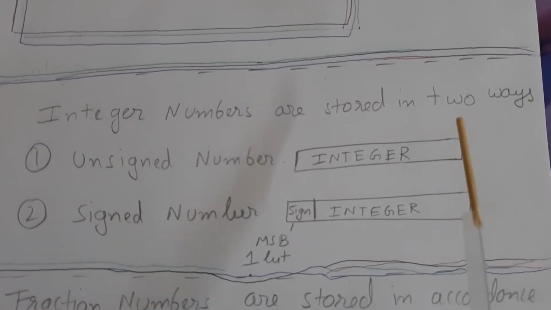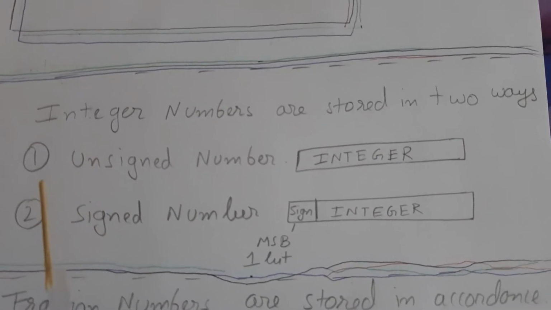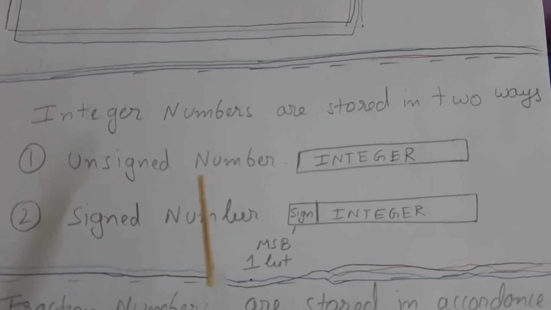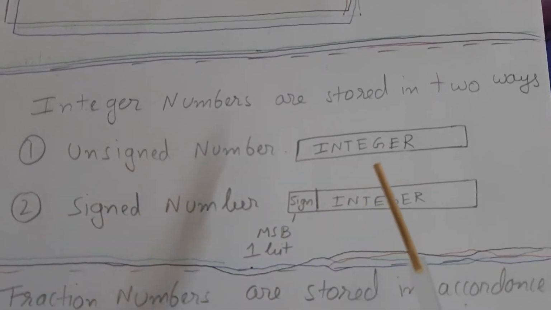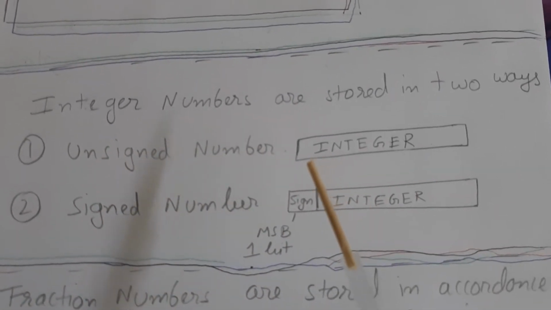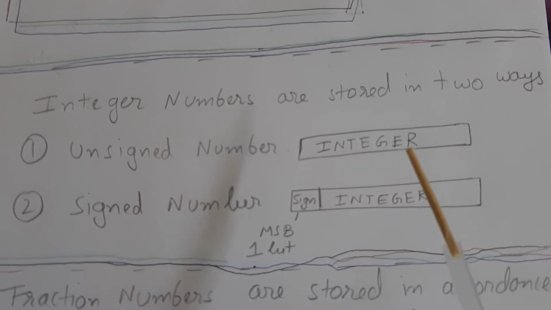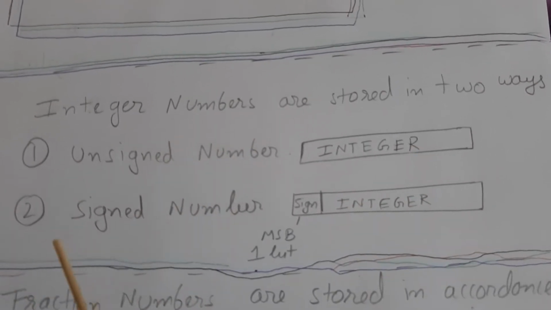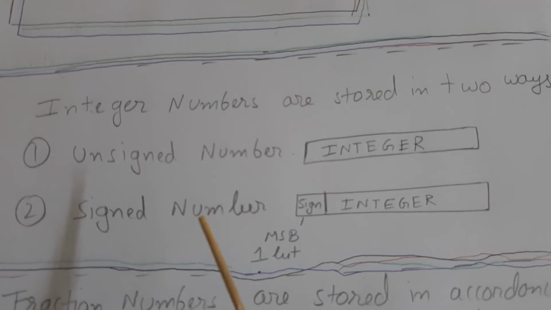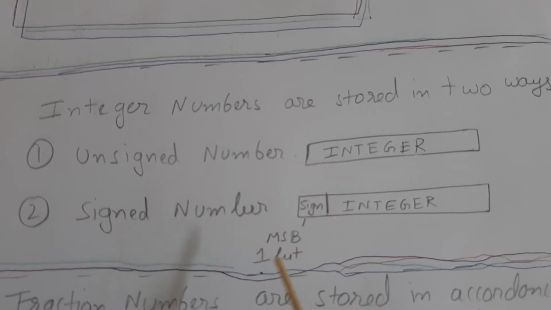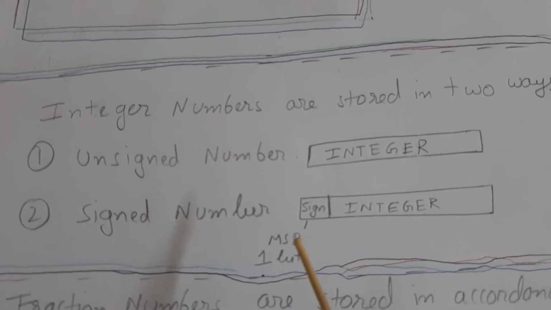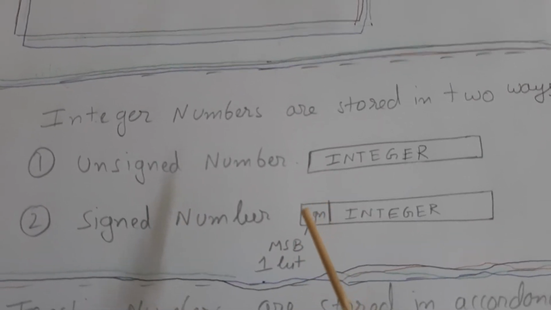Integer numbers are stored in two ways. The first way is unsigned numbers. In unsigned numbers, all the memory locations are used for storing the integer number. And second is signed numbers. Signed numbers use the MSB for storing the sign symbol.